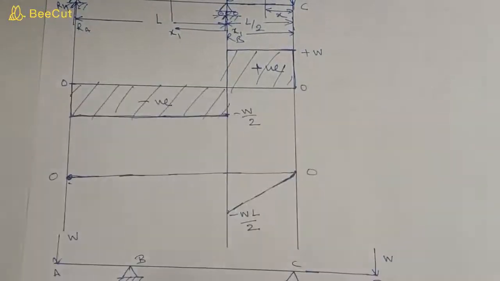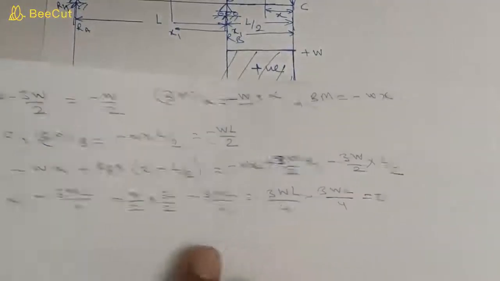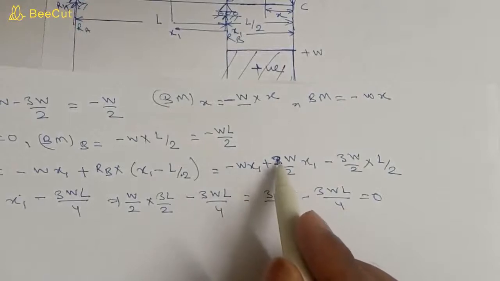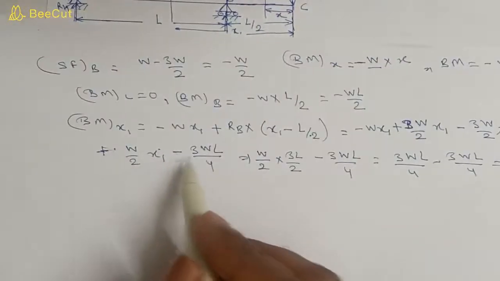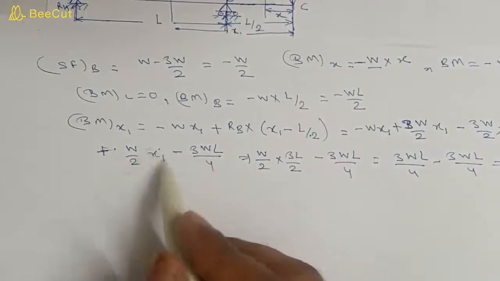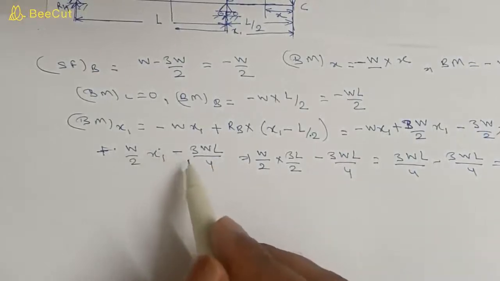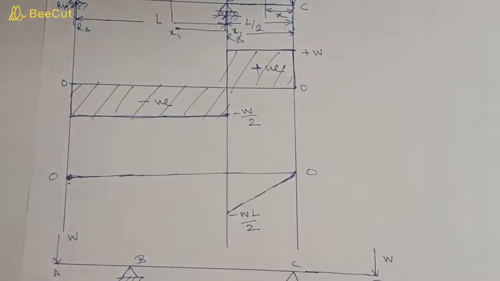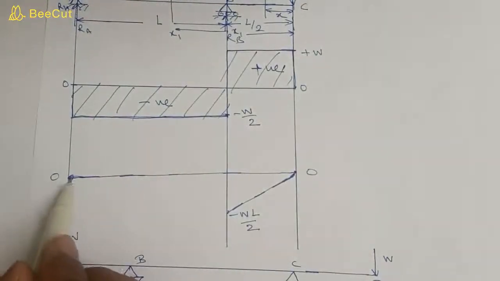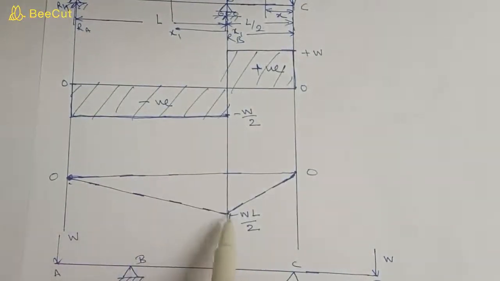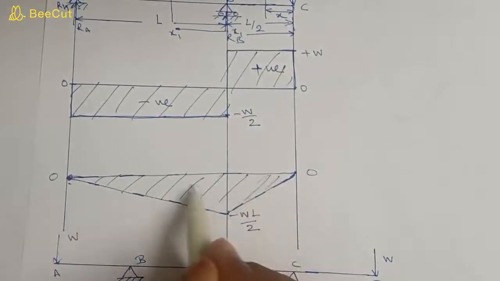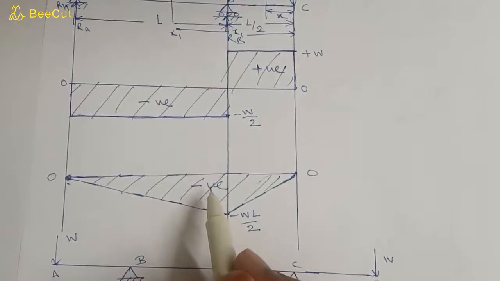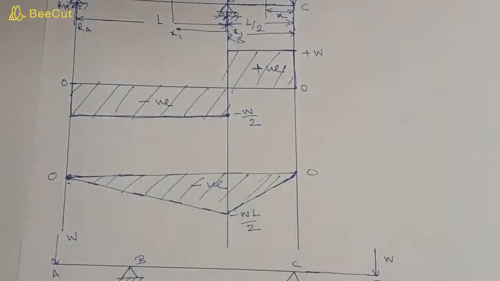Now we have got the bending moment at this point equal to 0 from here. So bending moment will vary linearly from here to here because we have an equation like this. This is also an equation of the type W by 2 x1 minus 3WL by 4, so this is y equal to mx plus c type. So this is also a linear equation. So bending moment will vary linearly from here to here. So this will become the bending moment diagram, and it is negative. I hope you understand up to here.